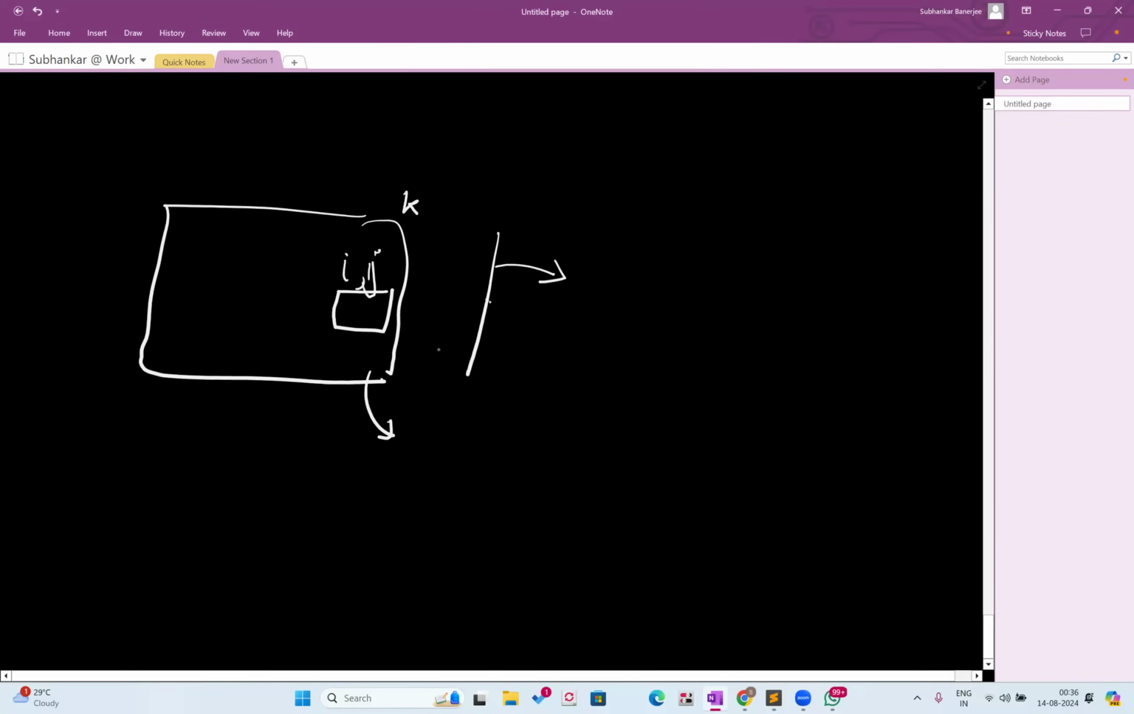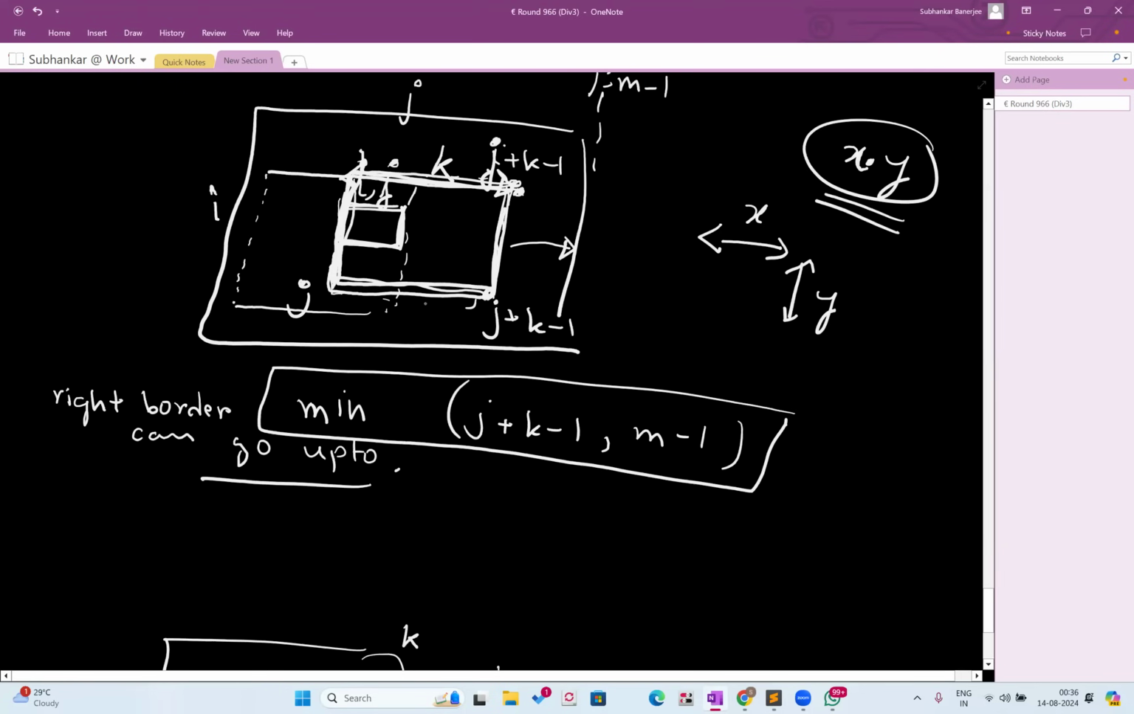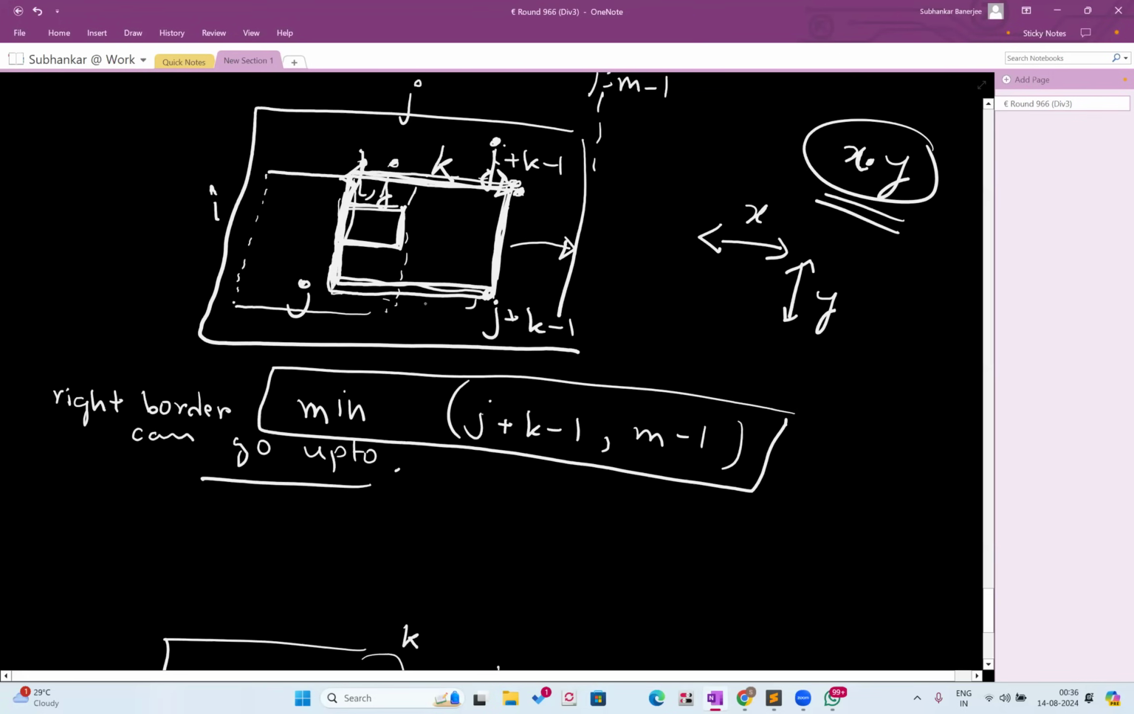So basically, I'm finding the right boundary. What can be its maximum value? It can either go from j to j plus k minus 1, but it cannot exceed m. So we'll just take the minimum with m minus 1. I am going with 0 indexing, so I have taken m minus 1. This is the right border's max value.